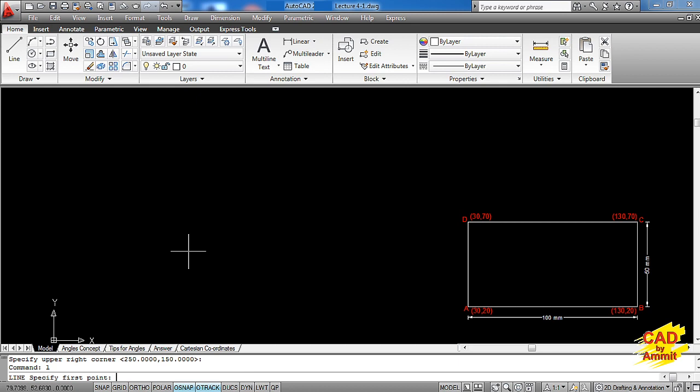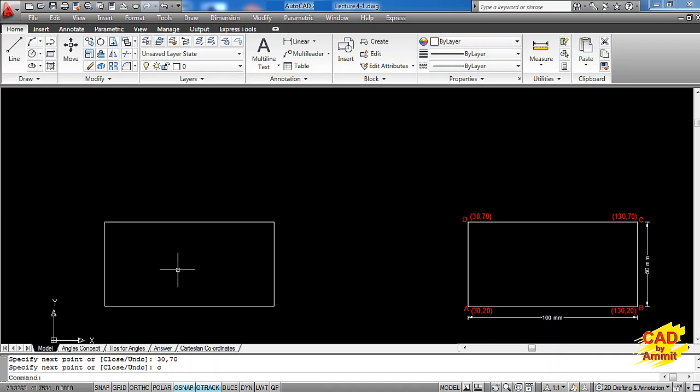Now I take the line command from here. The first point coordinate is 30, 20. So we get this point A. The B point is 130, 20. Now point C coordinates are 130, 70. Point D coordinates are 30, 70 and at this point we can simply type C for the close option so that we close this geometry and we get this rectangular geometry created using the line command. And here we have used the absolute Cartesian coordinate system. So I hope this is clear to you.